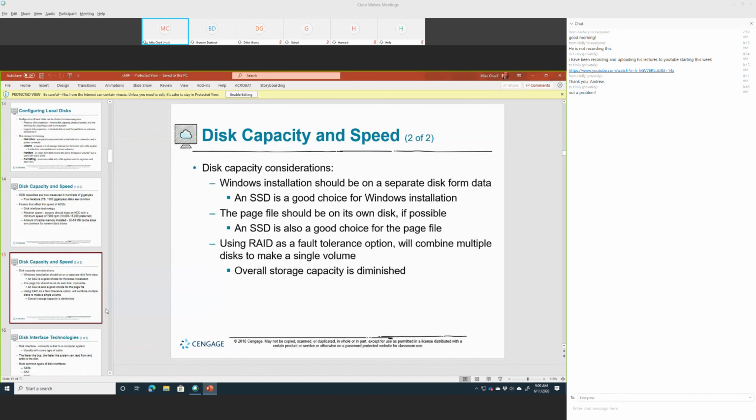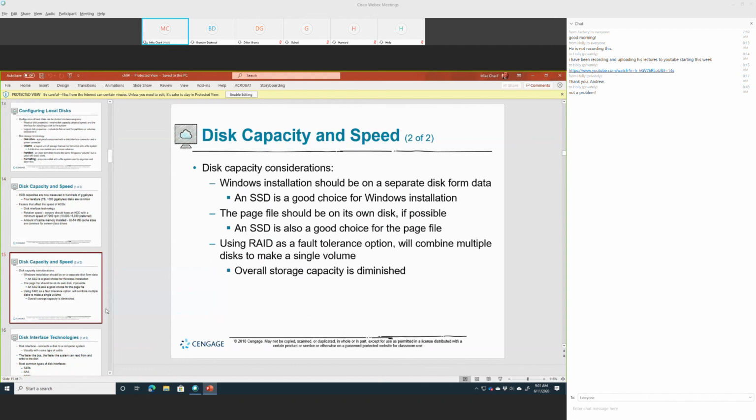The page file should be on its own disk if possible. Yeah, for the page file, if you have an old drive somewhere that you can use, plug it in there and use it for the page file. That would be ideal. An SSD is also a good choice for the page file.